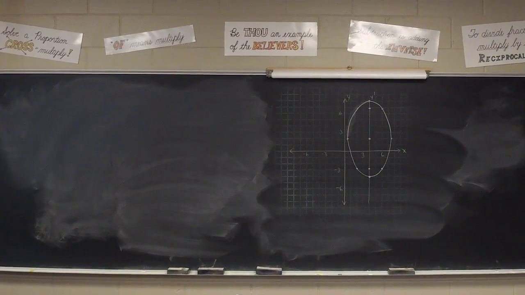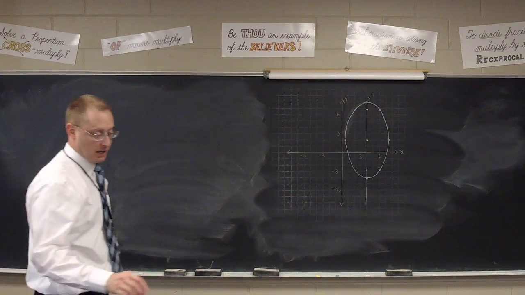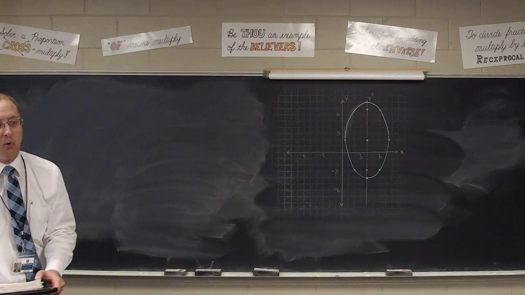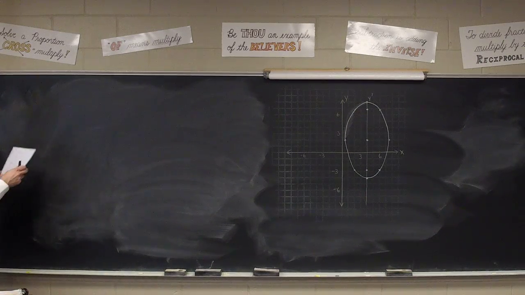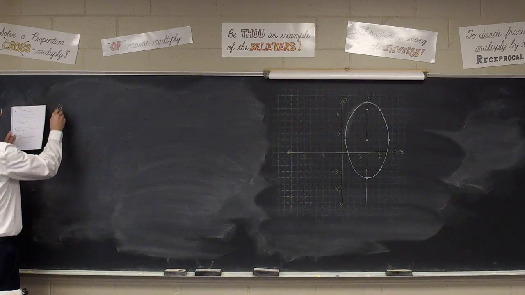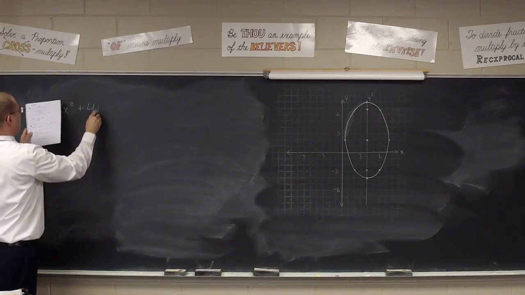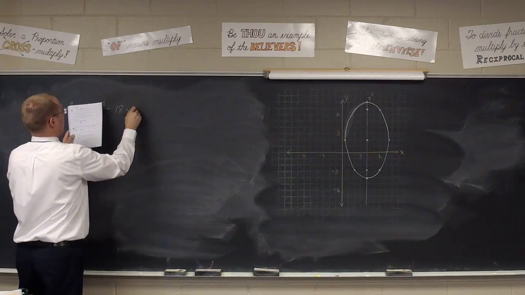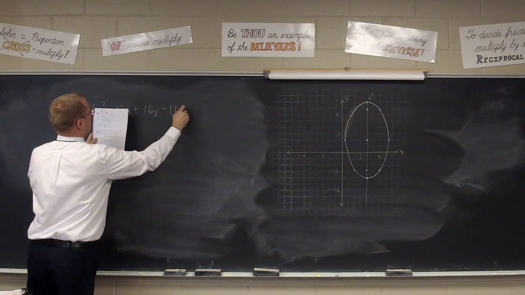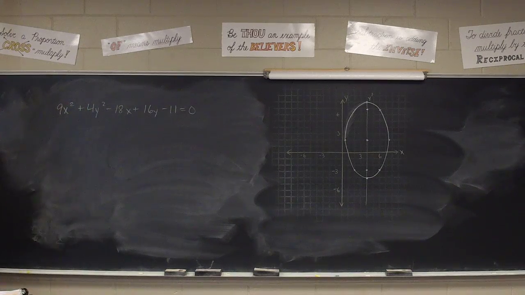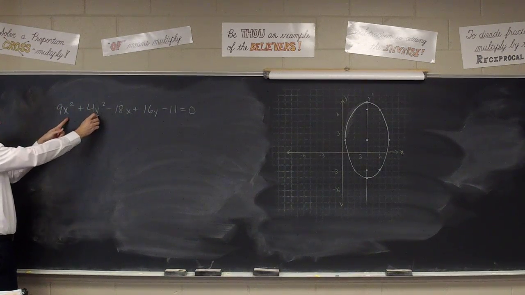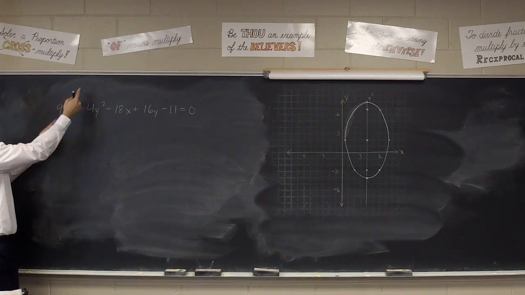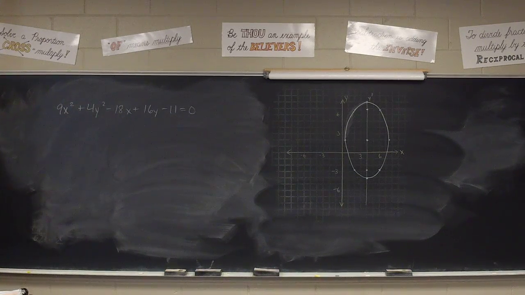I mentioned at the outset, pretty early on, that conic form, remember, is going to have a different coefficient for the x squared than for the y squared. So for instance, 9x squared plus 4y squared minus 18x plus 16y minus 11 equals 0. I know it's an ellipse. Why? Because like the circle, you have x squared and y squared. They're both positive, but they have different coefficients. That tells me ellipse.